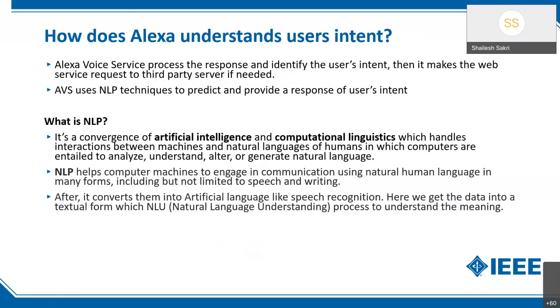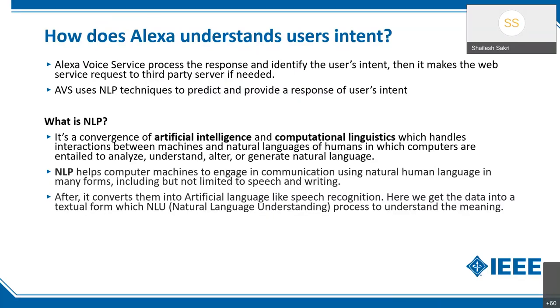Now, how does Alexa understand the user's intent? As I was saying, the backend engine is called the Alexa Voice Services. It processes the request, identifies the user's intent, and then makes the web service request to a third party server if required. Although there are skills in there, not everything goes to Amazon's backend service.